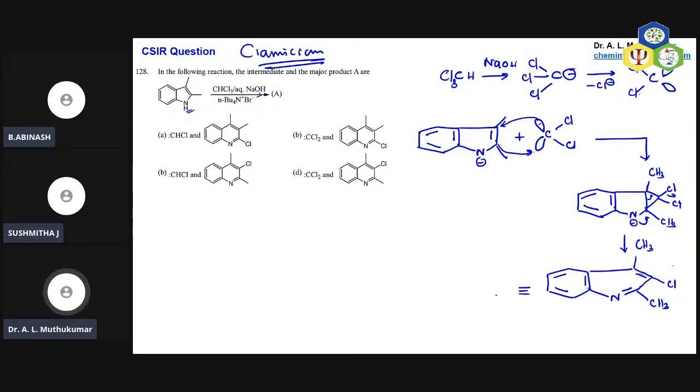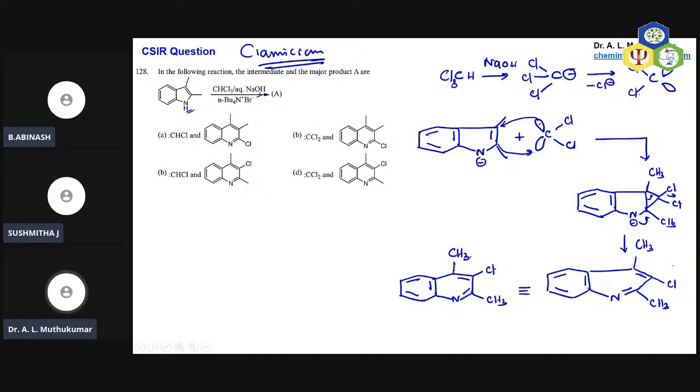Now, if I draw this compound properly, you have this corresponding quinoline ring, and at the second position you have a methyl group, at the third position a chlorine atom, and at the fourth position another methyl group. So this is the final product.